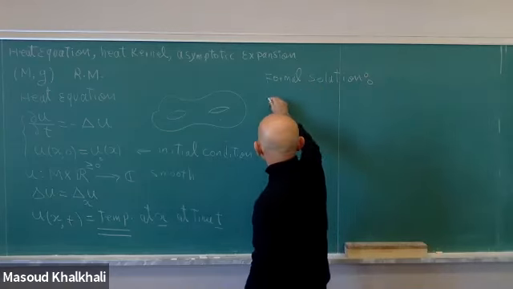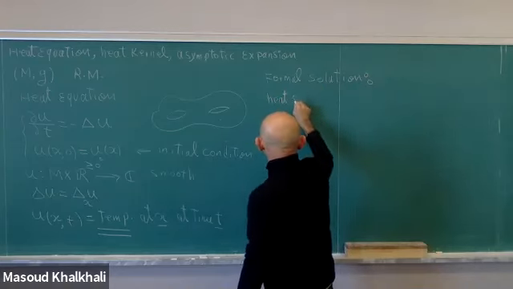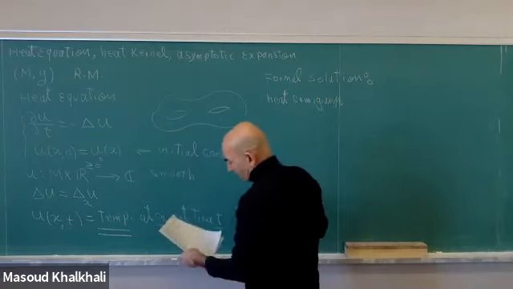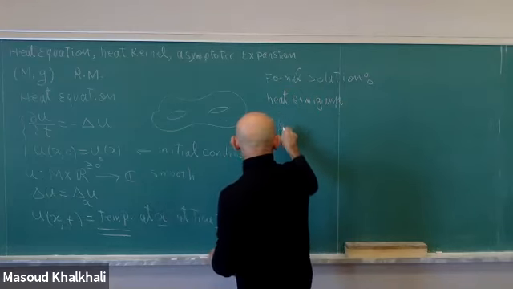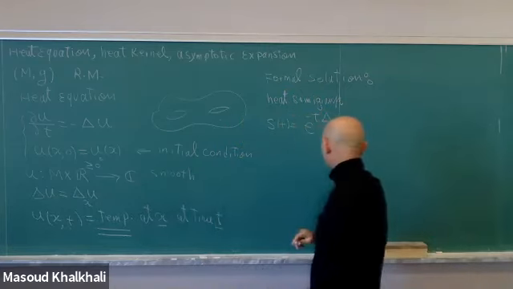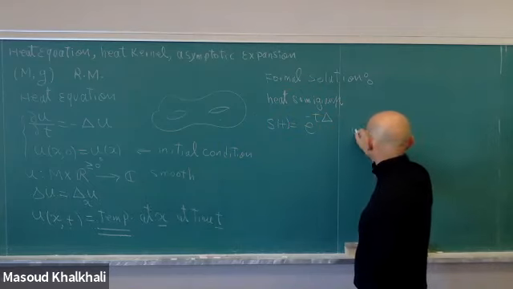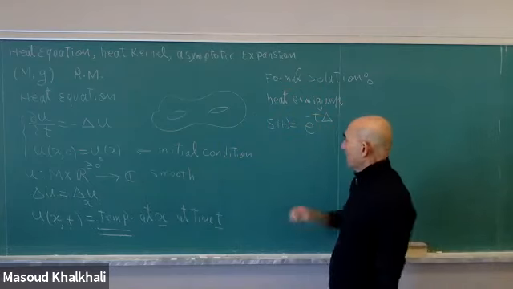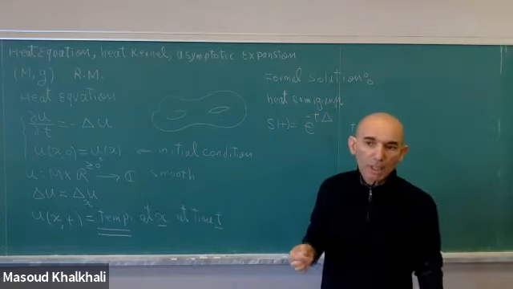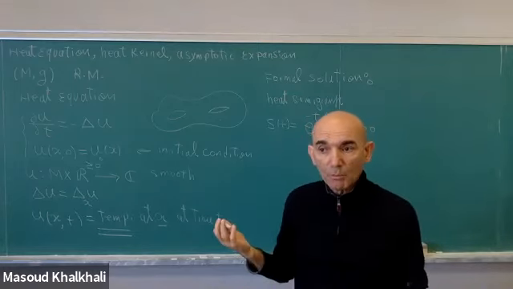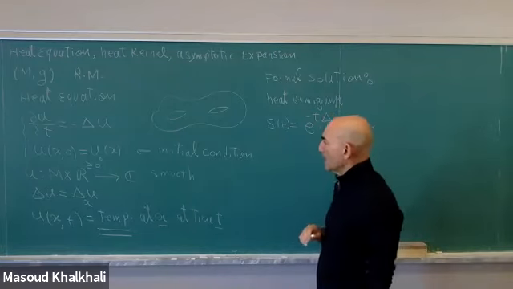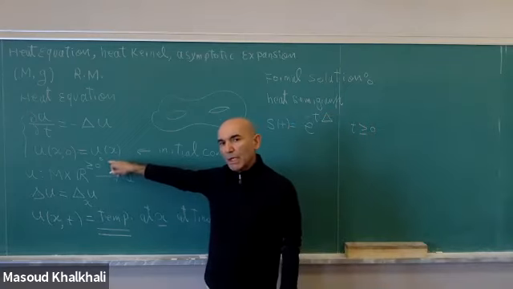is this heat semigroup. So maybe I'll just write it as S of t equal to exponential of minus t Laplacian. Imagine you can construct this operator. Laplacian is an unbounded operator, as we know, in the L2 norm. But imagine you can construct this operator nevertheless. Then you can see that you've got a solution here.